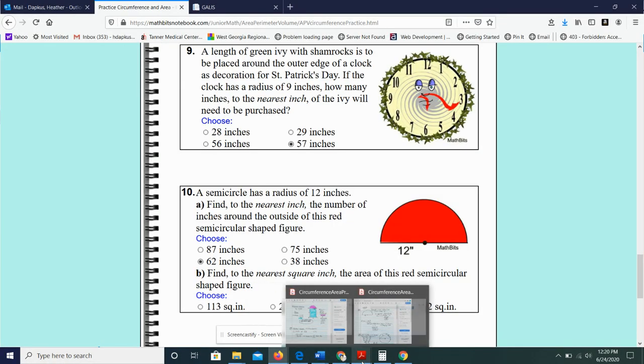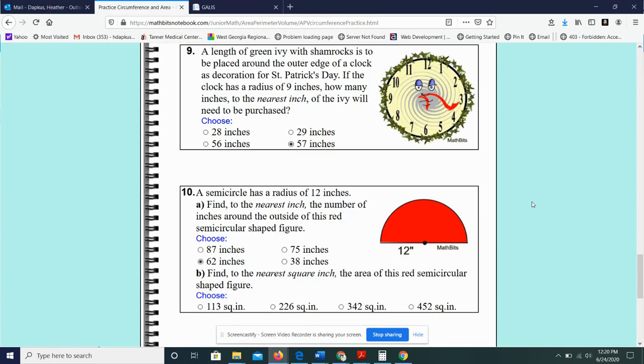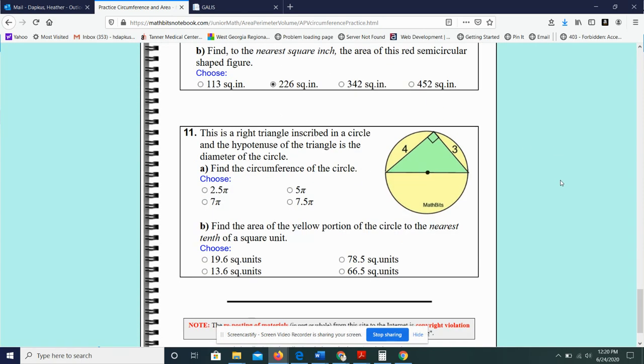Okay, now they want to know the area. So let's come back down here. The area is pi r squared. We know that r is 12. 12 squared is 144. 144 times 3.14 is 452.38. That's the area of the entire circle. We're just wanting half of it, so divide by 2 and we get 226. So that's correct. Number 10 was sneaky, the A.